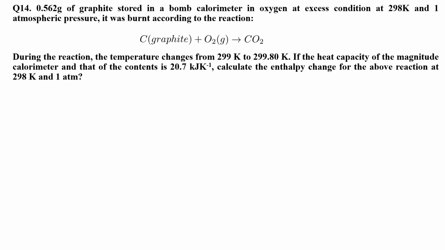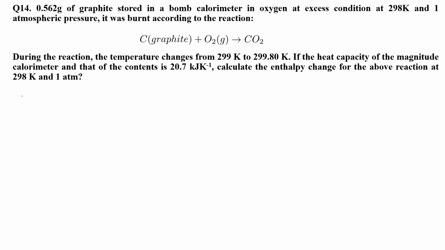Problem number 14, it says 0.562 gram of graphite stored in a bomb calorimeter in oxygen at excess condition at 298 Kelvin and 1 atmospheric pressure was burnt according to the reaction C plus O2 gives CO2. During the reaction, the temperature changes from 299 Kelvin to 299.80 Kelvin. Here the heat capacity of the calorimeter and that of the contents is 20.7 kilojoule per Kelvin. Calculate the enthalpy change for the above reaction at 298 K and 1 atmospheric pressure.